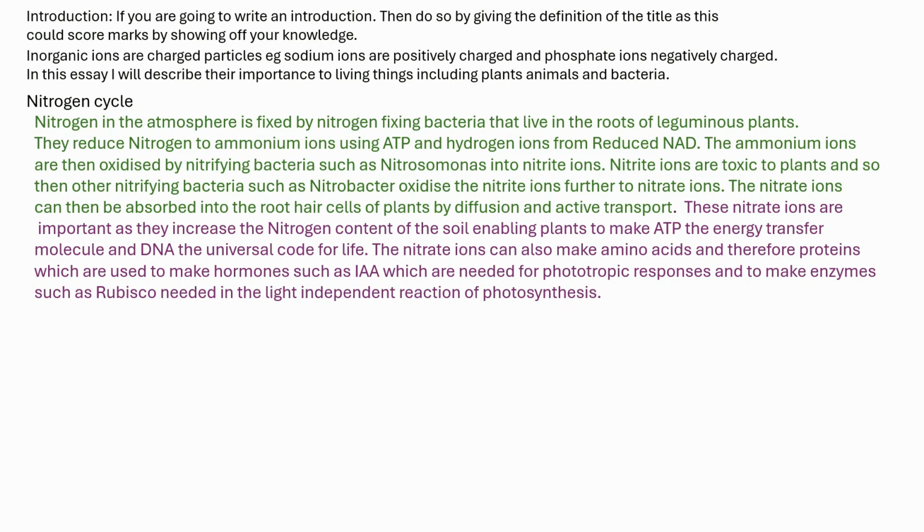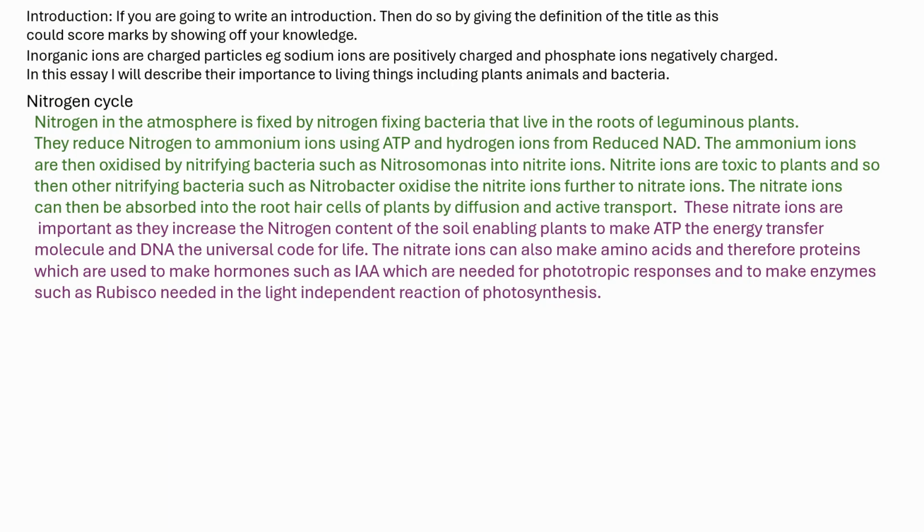The nitrate ions can also be used to make amino acids, okay, and therefore proteins. And why are proteins important? Well, proteins can be used to make hormones like IAA, which are used in the phototropic responses, and to make enzymes such as Rubisco, which we know is needed in the light independent reaction or the Calvin cycle of photosynthesis.